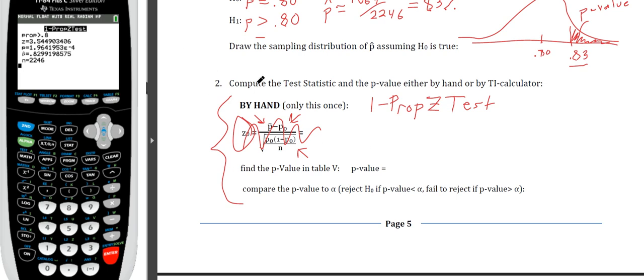And what we get is our test statistic. Z comes out to be 3.54, which means it's 3.54 standard deviations above the mean. That should seem rather large to you, and it is. That is really far away. Likewise, we get our p-value from that. We get a p-value that's really small. It's 1.96 e negative 4.